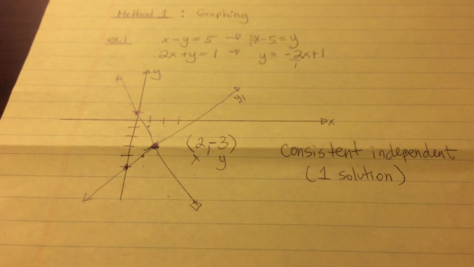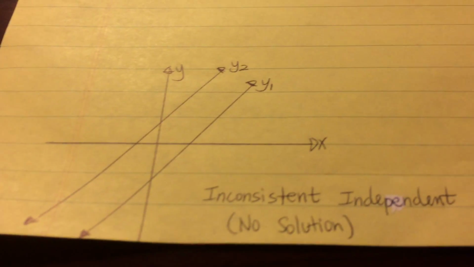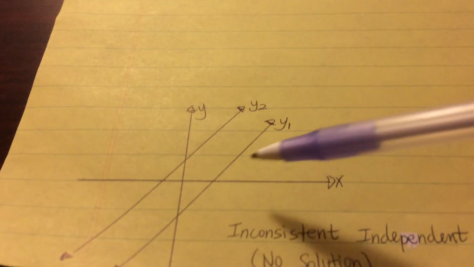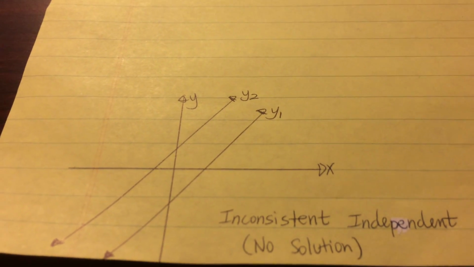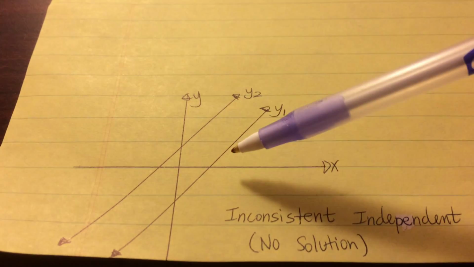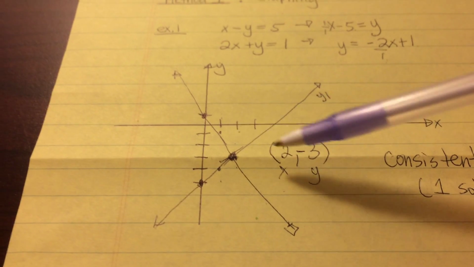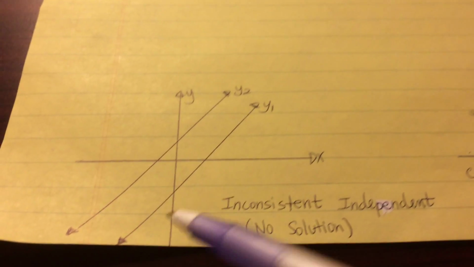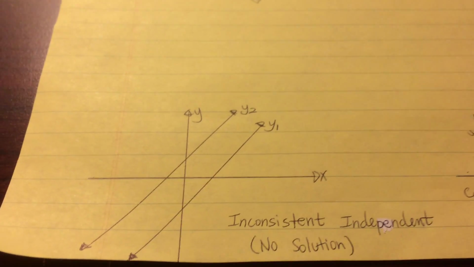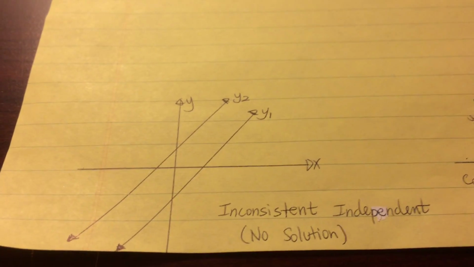Let me also go over the different types of graphs, because there are possibilities that you'll get something like this, where the two equations, when you graph them out, go parallel to each other like this, but they never cross over. In this case, there is no solution because they're not going to cross. When they cross, wherever they intersect, that is the solution. Because these are parallel to each other, just like train tracks, that becomes inconsistent independent, and there's no solution to that.